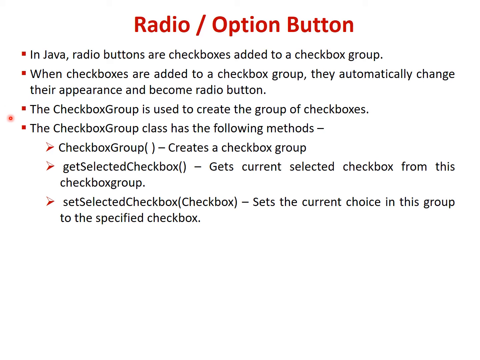The CheckboxGroup class has the following methods. The first is the constructor, that is CheckboxGroup, which creates an instance of the checkbox group. Then the next method is getSelectedCheckbox, which gets the current selected checkbox from this checkbox group. And after this, setSelectedCheckbox with the parameter checkbox, that is, it sets the current choice in this group to the specified checkbox.